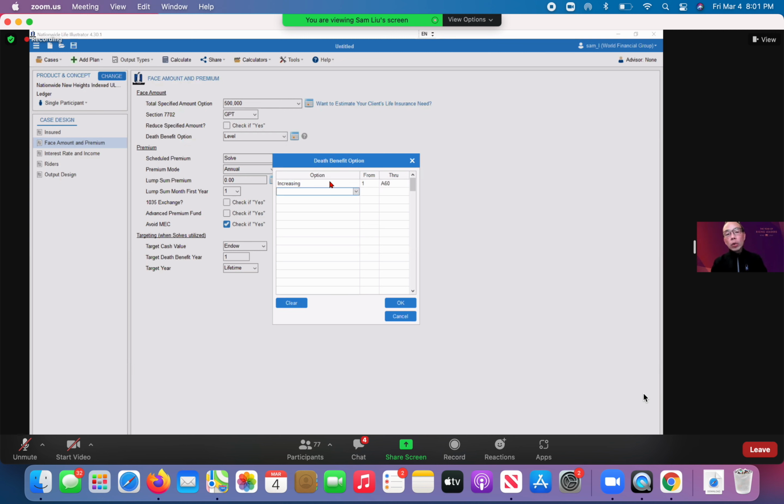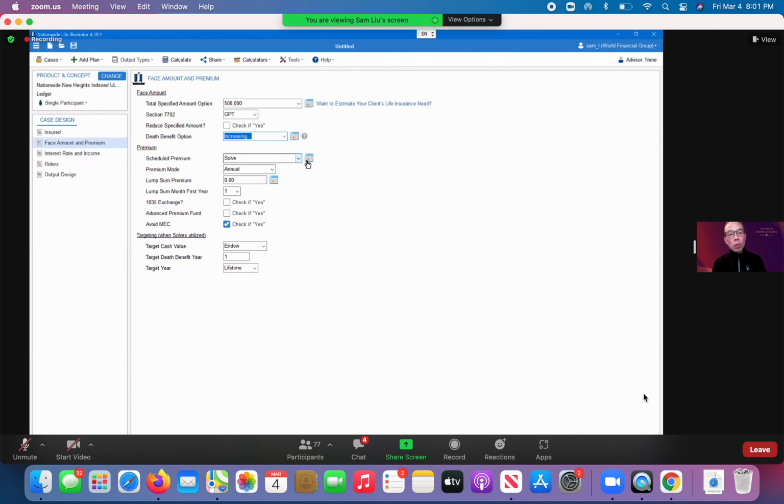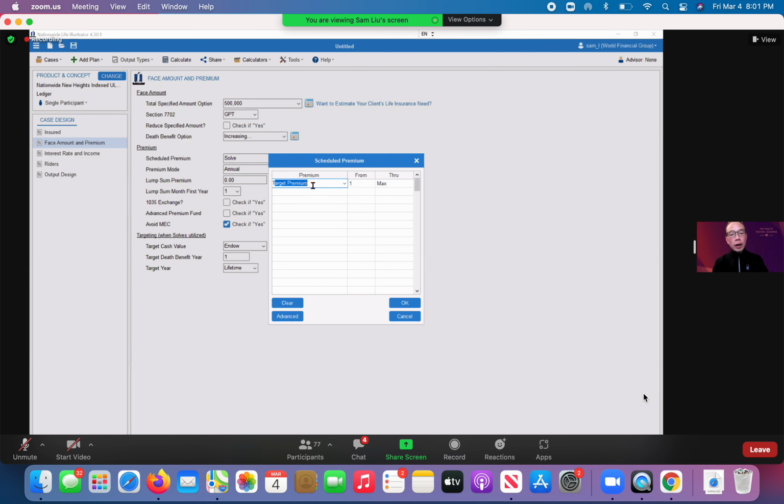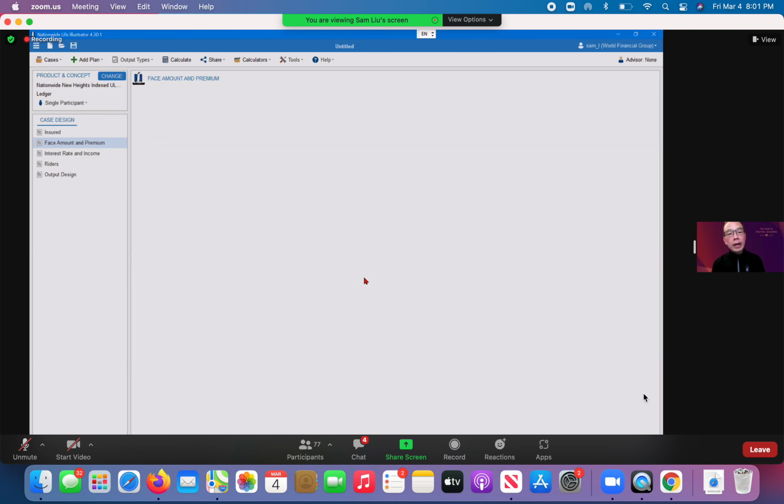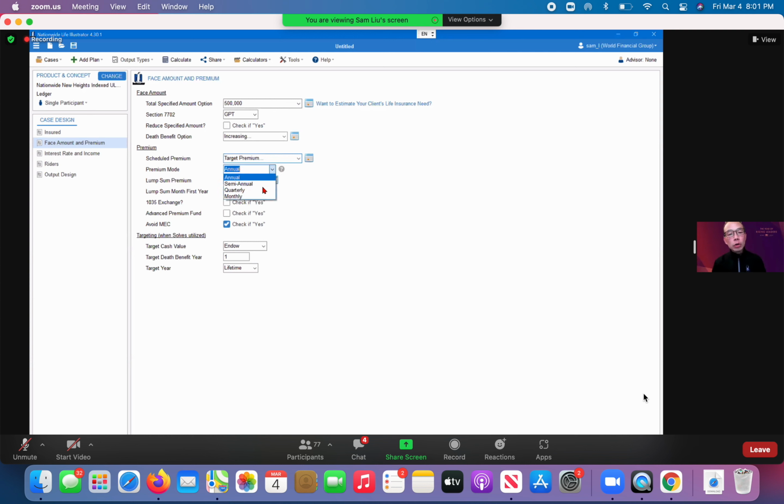And then that way we'll give them a little bit more death benefit, age 61 to max. All right, I'll go ahead and do that. And then I will go ahead and do the target, and then I'll use it until age 65. When I'm doing this, I'm not even telling the client what I am doing because it's too much to explain. I'll explain later. Okay, I'll change it to monthly.